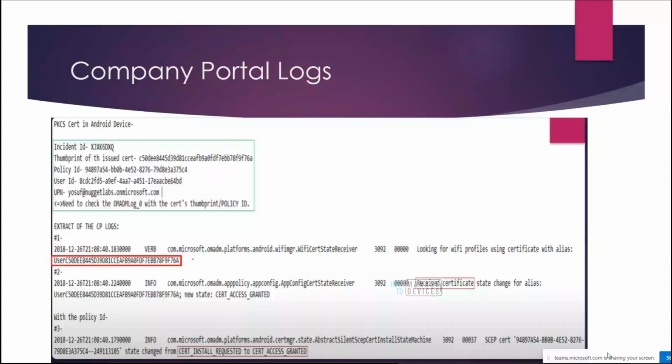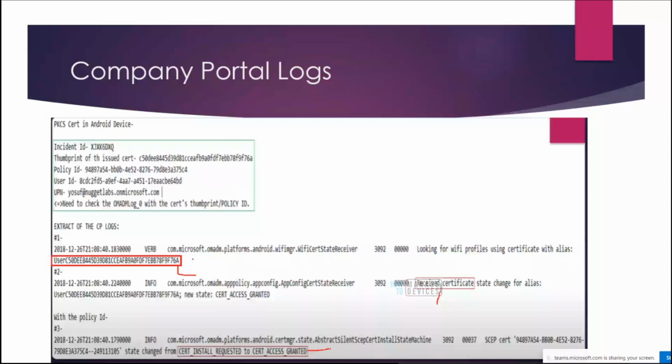And then from that company portal agent, we can generate the log. So this is again from the end user's device. And if we check that log, we can also see the thumbprint of the same certificate. So it's the same certificate which we saw in the previous slide, ending with 6A. So I can see in the company portal logs at the end device that it received a certificate ending with 6A, and the certificate was successfully installed in the device.